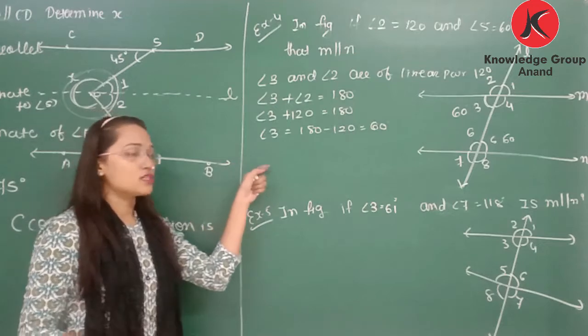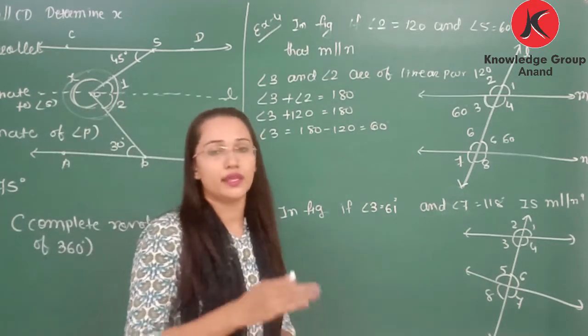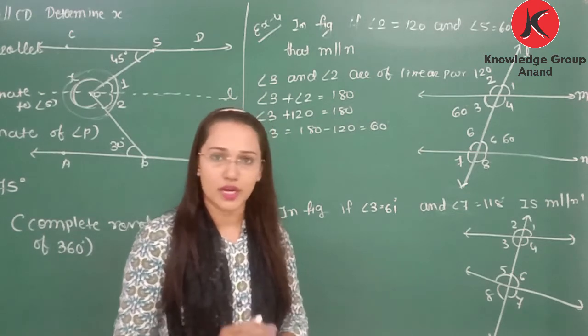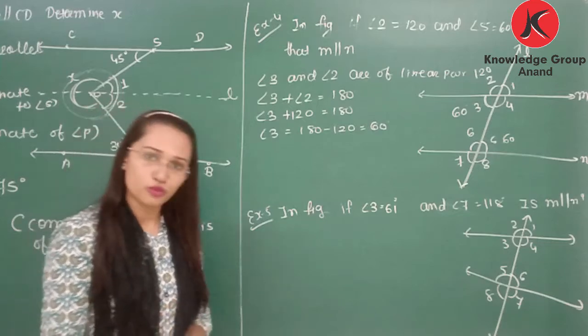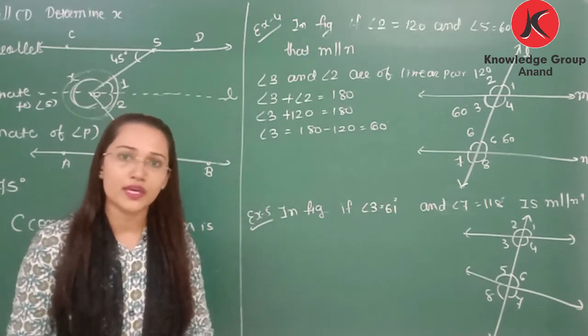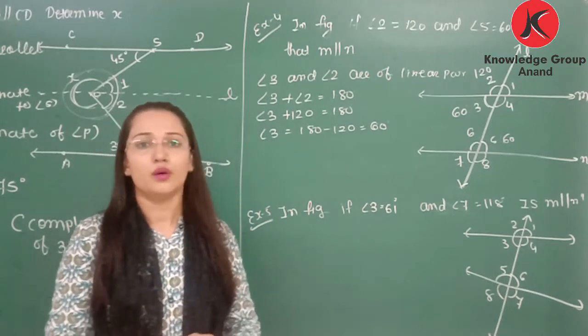So what is the property of parallel lines? If alternate angles are equal, then lines are parallel. We can also apply the inverse property. What is the property? If two lines are parallel, then alternate angles are equal. Or we can say if two alternate angles are equal, then lines are parallel.